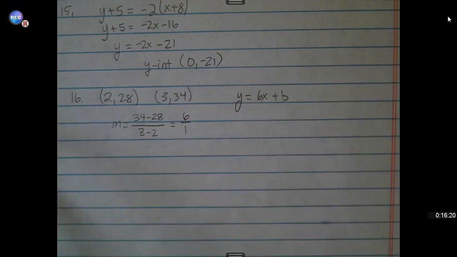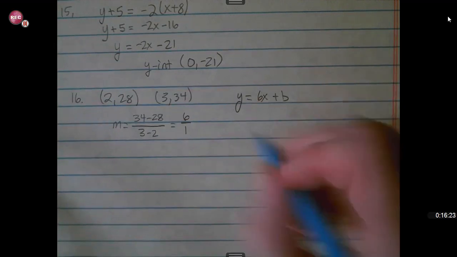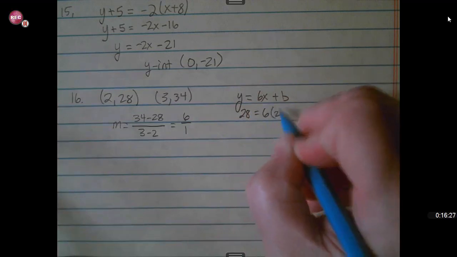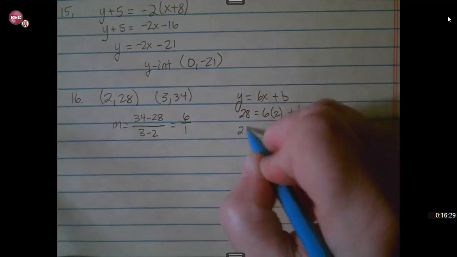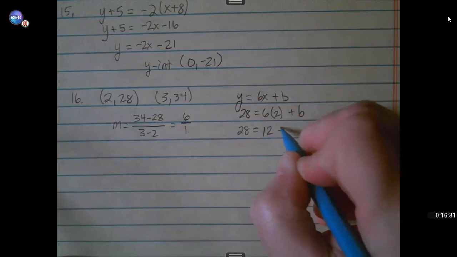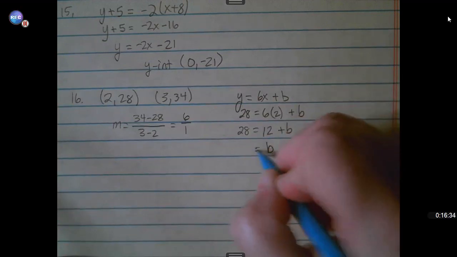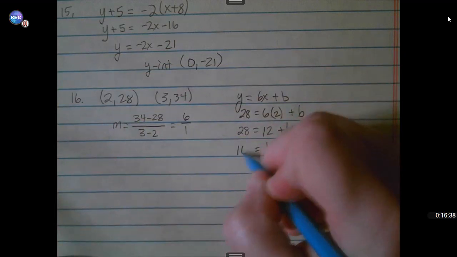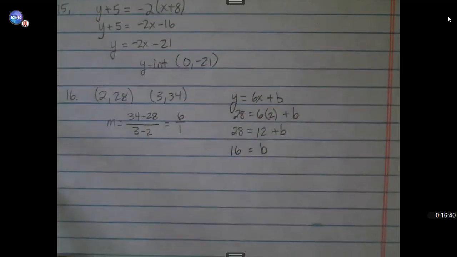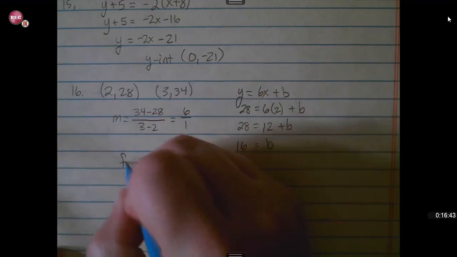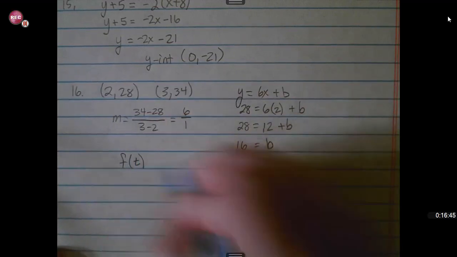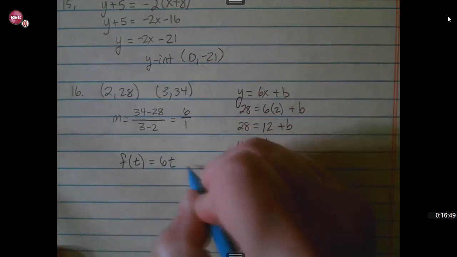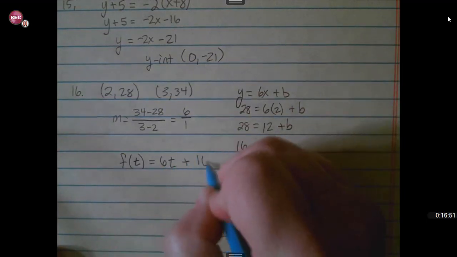Now plug one of them in. Doesn't matter which one. Y is 28 when x is 2. So 28 equals 12 plus b. Subtract 12. We get 16. B is 16. So f of t is 6t plus 16.